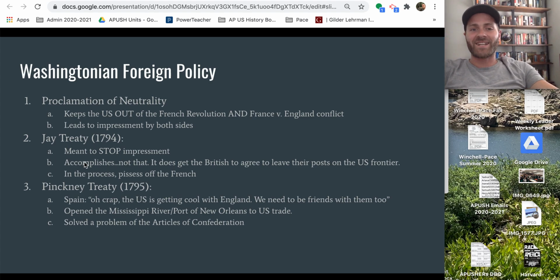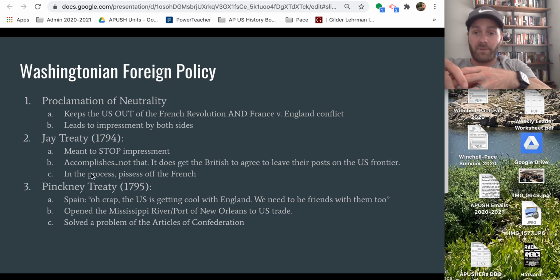So the Jay's Treaty accomplishes not what it was set out to do, but it does get the British to agree to leave their posts, to leave their forts that we talked about on the U.S. frontier, out in the west. And by negotiating a treaty with the British, that makes the French more mad, which we'll get to a little bit in the beginning of period 4 and the Adams administration, which we'll talk about in the live session this week.